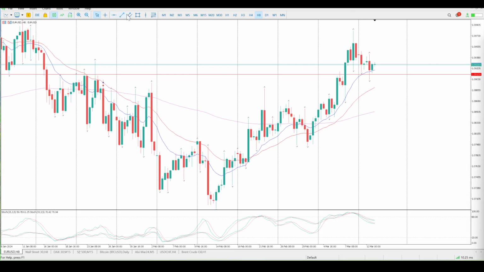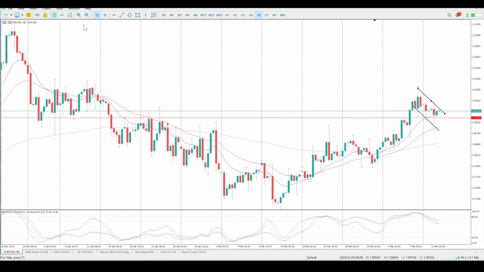So there is a very juicy flag brewing here. I'm just going to use my channel tool, but if you draw your lines along the bottom there, it becomes a triangle. But this is a really juicy flag. Strong move up flag. Any sort of break of this flag is going to trigger, let's not say violent, but I think it's going to be a very profitable move to the upside.